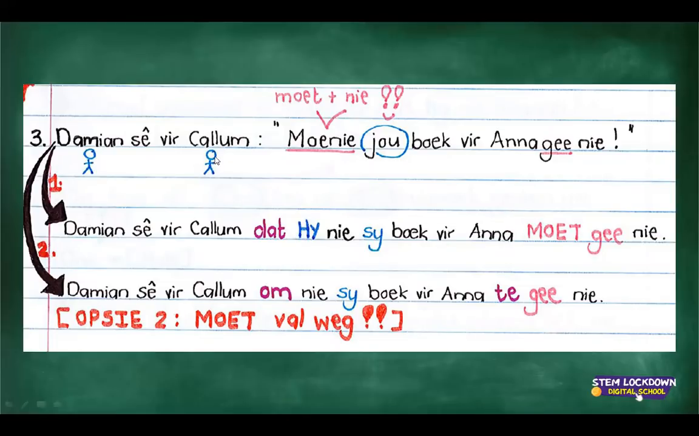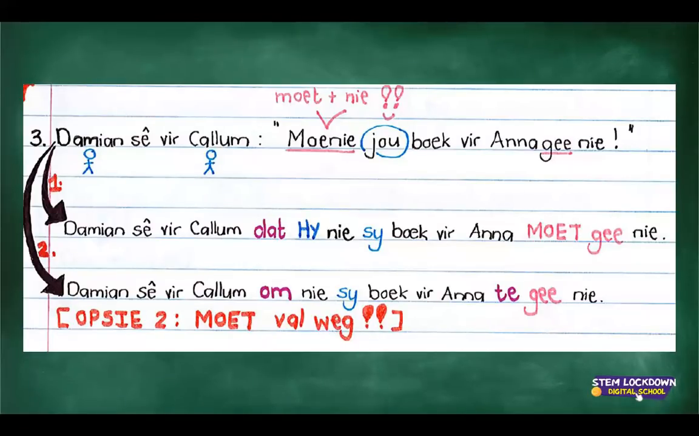Damien says to Callum, Moenie jou boek verander gee nie. Moenie, remember, sit up, moet nie. So this was the first option, like I explained it. Damien sê vir Callum dat hy nie sy boek verander moet gee nie. I guess I have to remember to add my subject, my onderwerp, and my moet moves to the end. Or option two, Damien sê vir Callum om nie sy boek verander te gee nie. The moet will fall away because this is the infinitive. And in an infinitive sentence, you can never have an auxiliary verb.